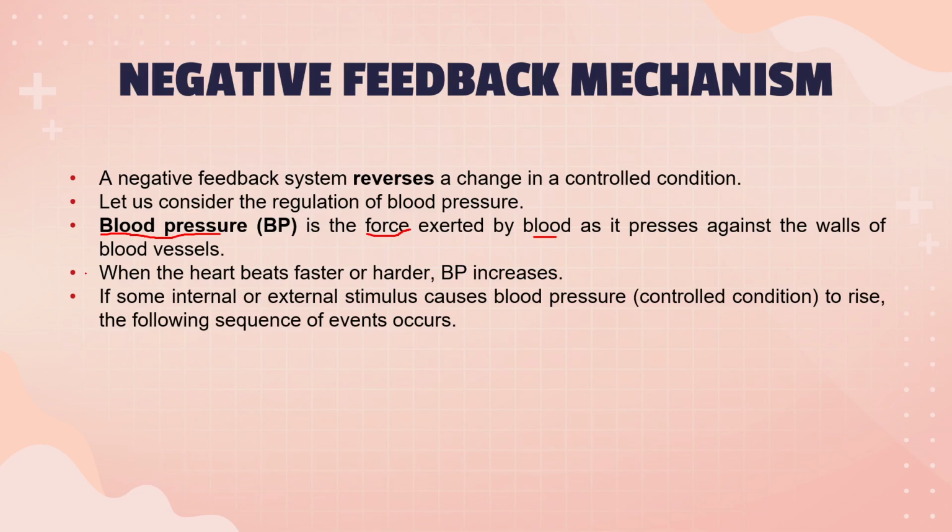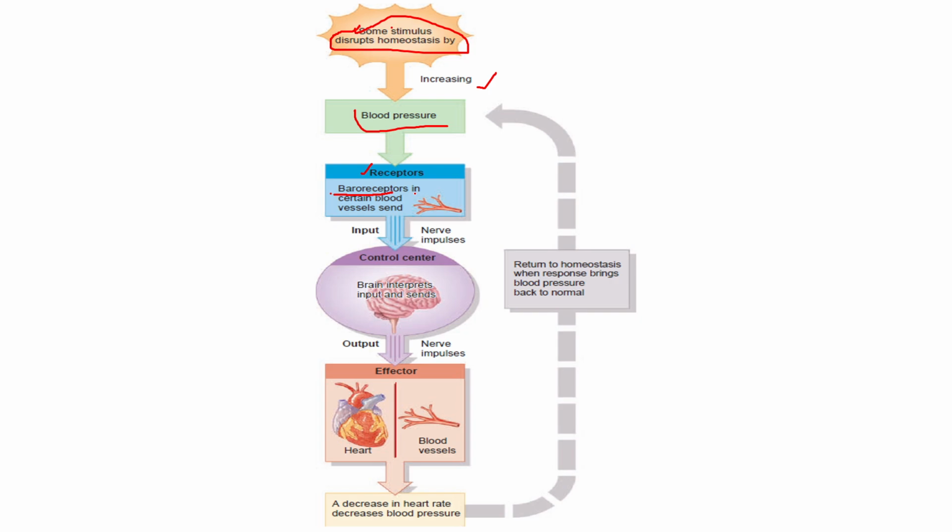Now that stimulus is monitored by the receptor, right? Here the receptor is the baroreceptor. Okay, which receptor? Baroreceptors. Now these baroreceptors are present in the walls of blood vessels. Most of the baroreceptors are present in the aortic blood vessels. Okay, in the aortic arch baroreceptors are present. So whenever the pressure increases, baroreceptors monitor the changes.